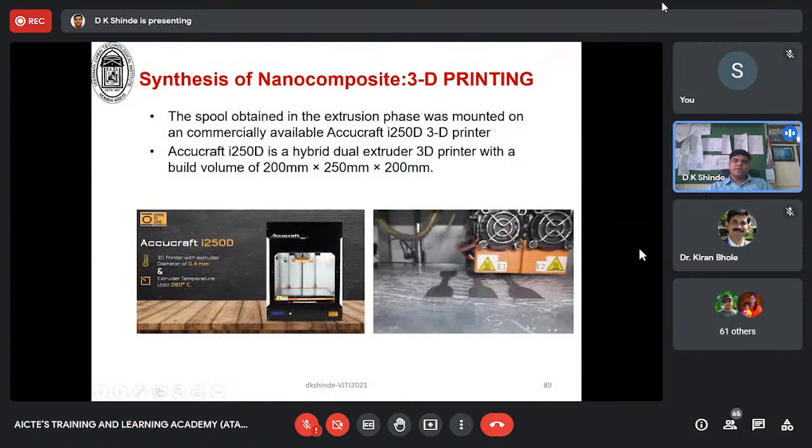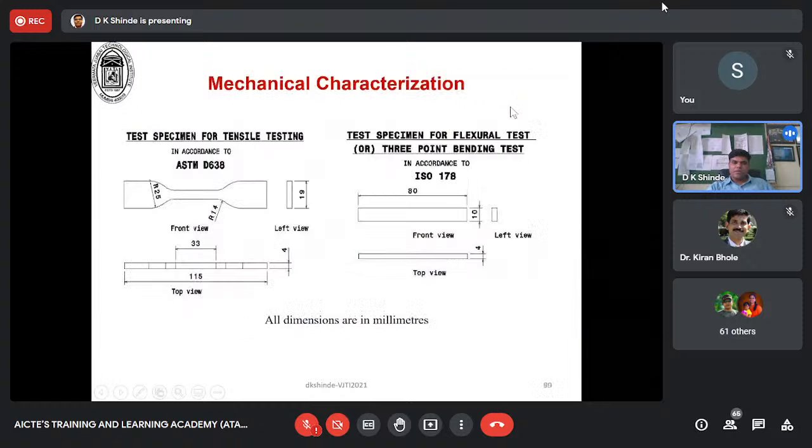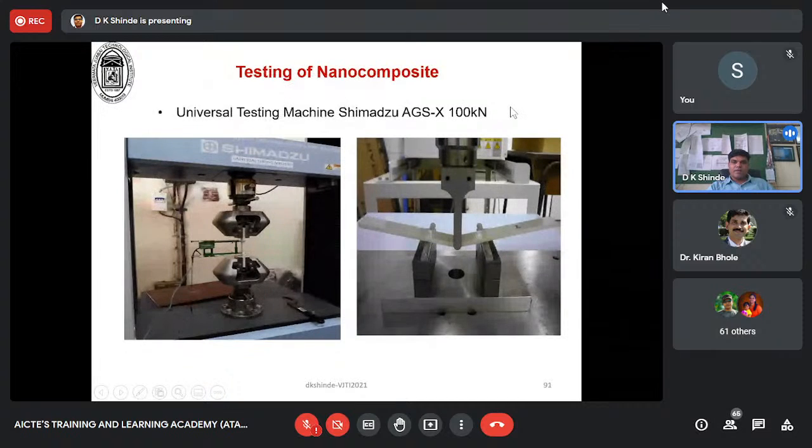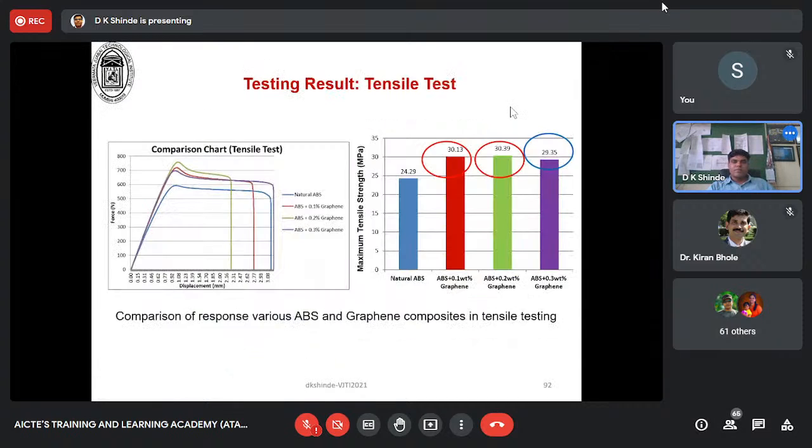Then he also 3D printed material using this particular material, and he did both tensile and flexural testing for the graphene to see what properties can be improved. So if you look over here, natural, you can see here is the tensile strength.